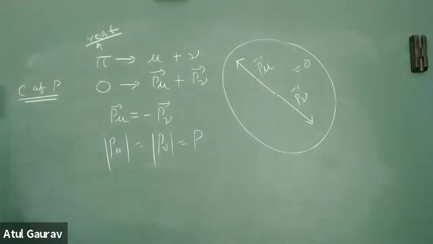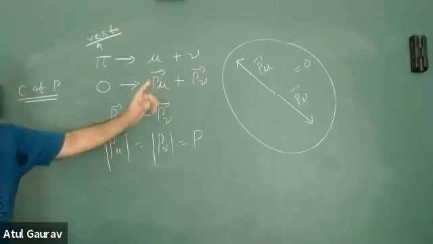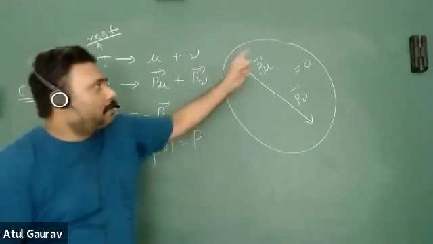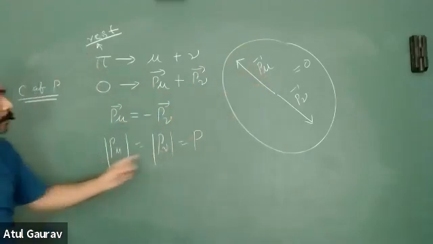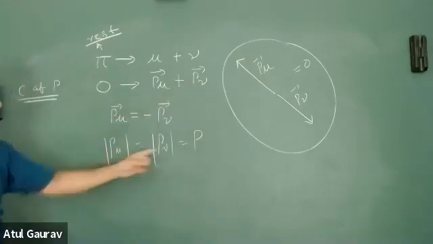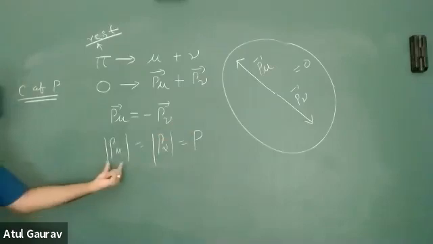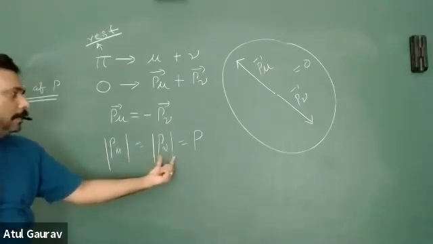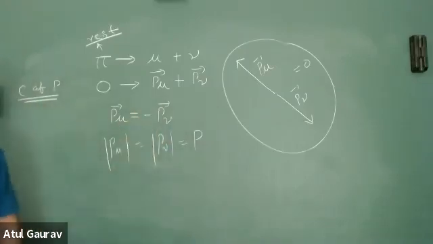Do you understand this concept? If anybody has doubt, then you can ask me. Okay, it's very simple. The momentum must be conserved. So look, due to conservation of momentum, we reduce one variable. Here there were 2 variables. What we have done? We have reduced this variable. So mod of P mu is equal to mod of P nu is equal to P.